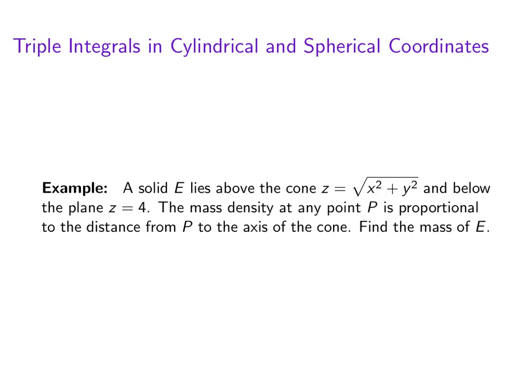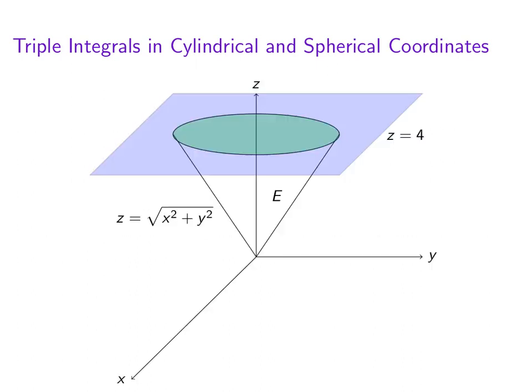Let's also say that the mass density at any particular point P is proportional to the distance from P to the axis of the cone. Find the mass of E. Here's the picture. So you have the cone, z equals square root of x squared plus y squared, and then you have this plane, z equals 4, and it cuts off the cone, so you actually get what we think of as an actual cone.